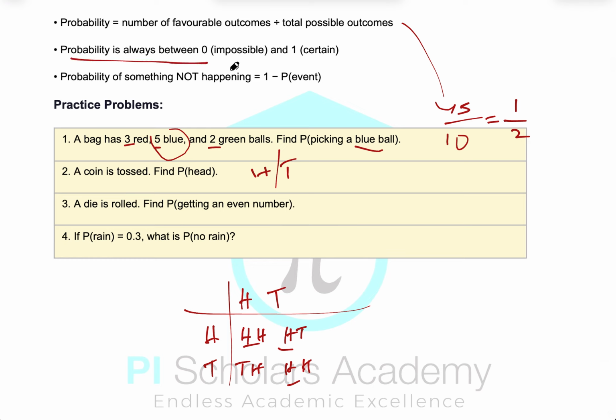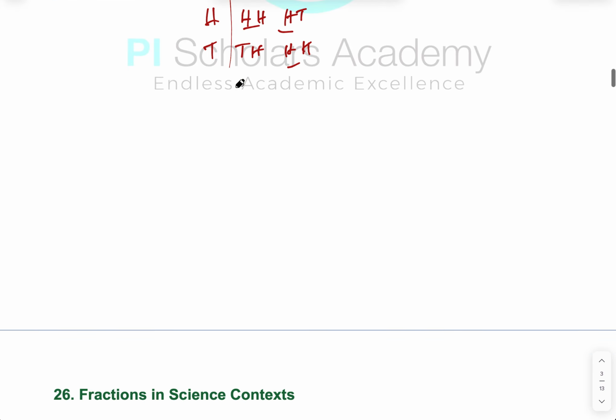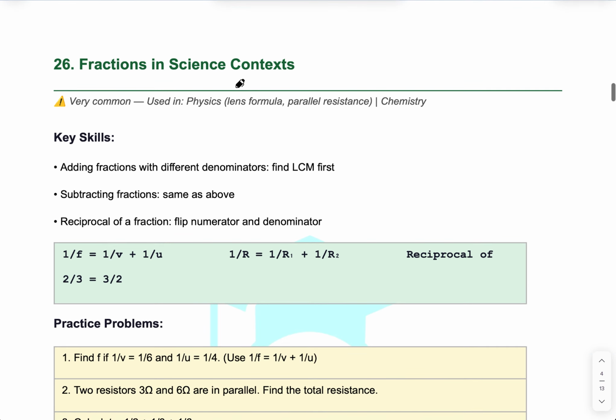Probability is always between 0 and what? And 1. 0 means it is not going to happen. 1 means it is certain that it will happen. And so, if the probability of something happening is x, then the probability of that thing not happening will be 1 minus x. And that's for probability. Now, fractions.